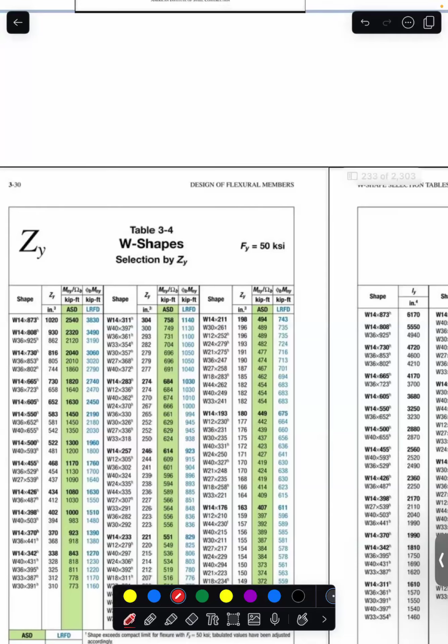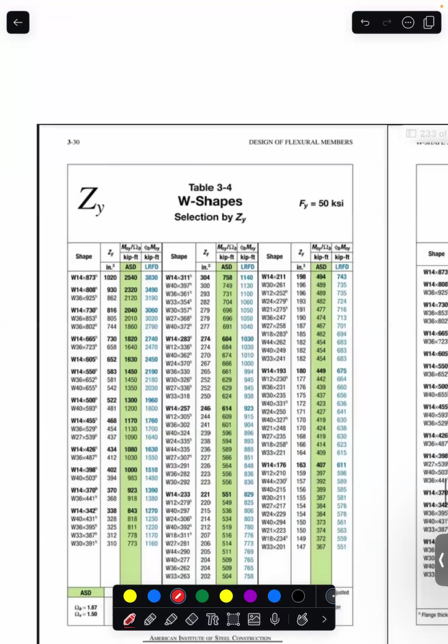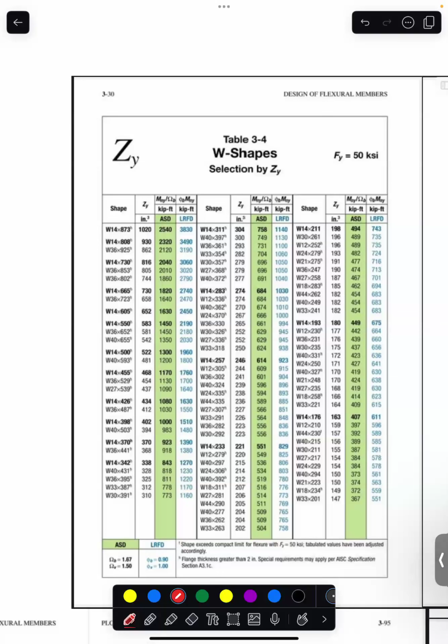But remember na meron kang strong axis na bending, meron ka ring weak axis na bending. So meron kang selection by Z sub Y. So differentiate. So tatlong column. So anong mapapansin natin dito? Teka lang. Wala ng L sub B, wala ng L sub P, wala ng L sub R, tapos wala ka na ring M sub RX, wala kang M sub RY.